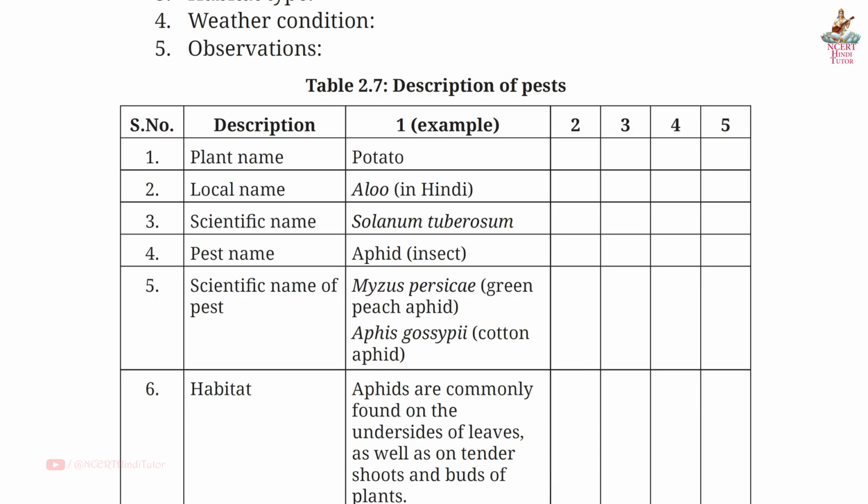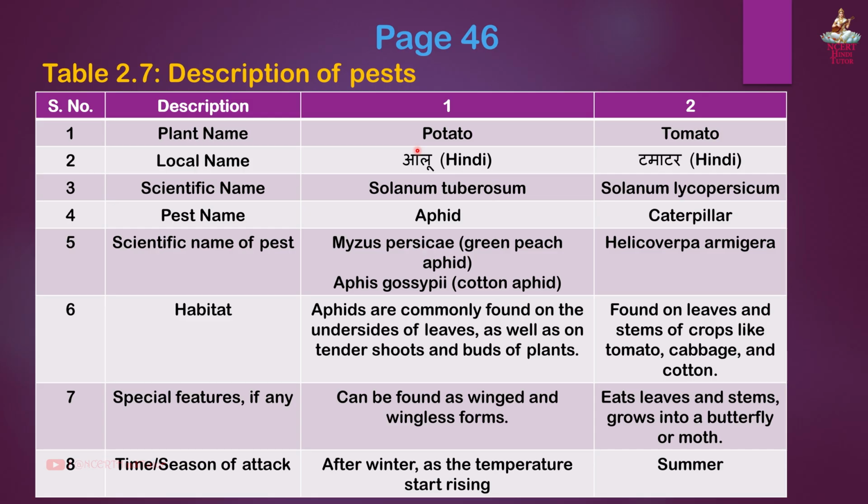Page 46, Table 2.7, Description of pest. First, plant name potato. Local name aloo, Hindi. Scientific name Solanum tuberosum. Pest name aphid. Scientific name of pest Myzus persicae, green peach aphid, Aphis gossypii, cotton aphid.